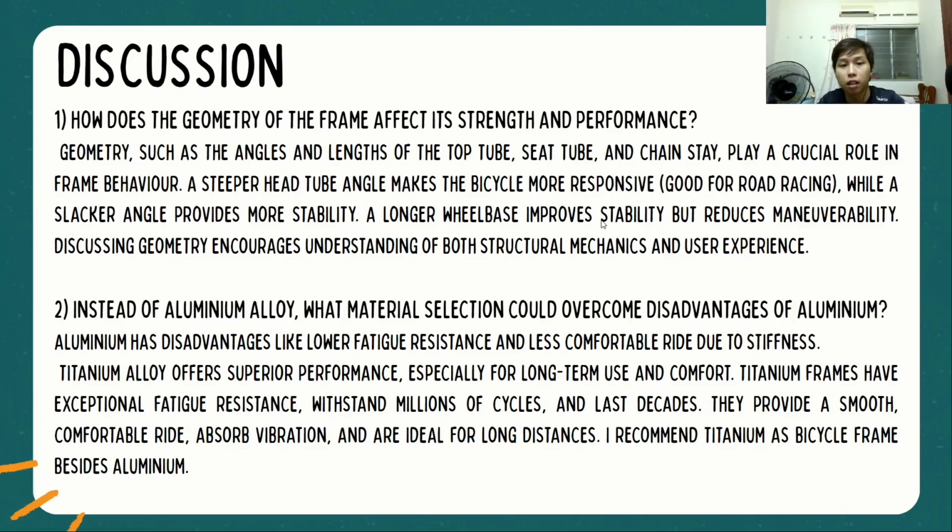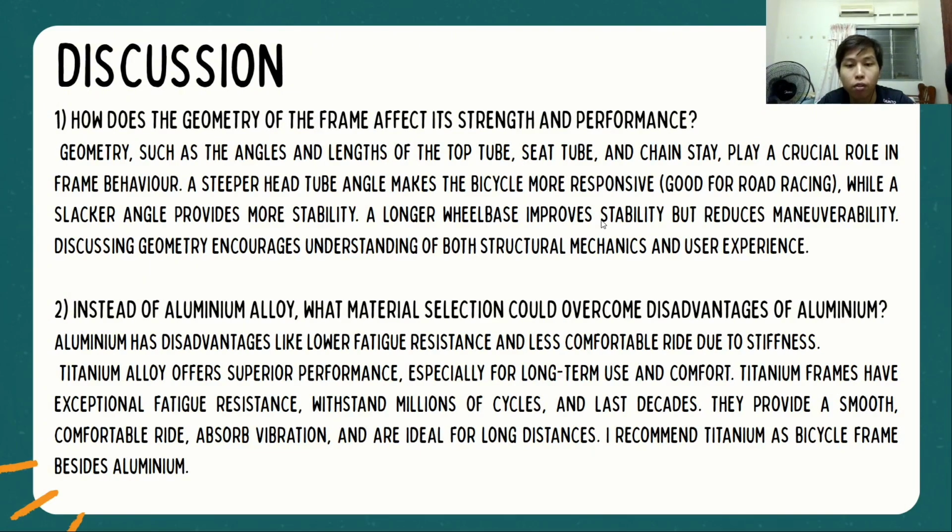So that is the second question. Instead of aluminum alloy, what material selection could overcome the disadvantages of aluminum? Basically, aluminum has disadvantages such as lower fatigue resistance than steel or titanium. Also, it gives a less comfortable ride due to stiffness, because it transmits vibration to the user. So in manufacturing a bicycle frame, titanium alloy generally offers superior overall performance, especially for long-term use and ride comfort.